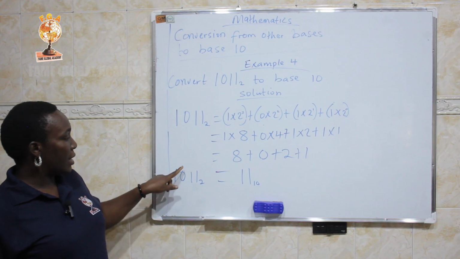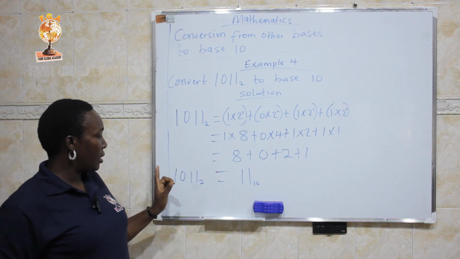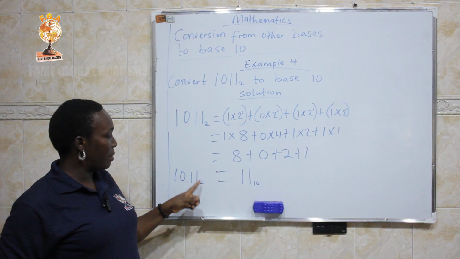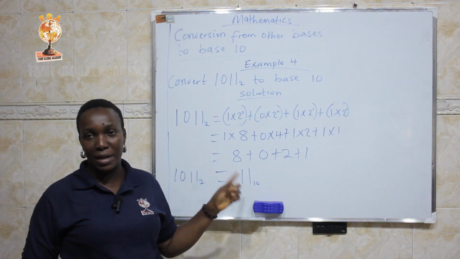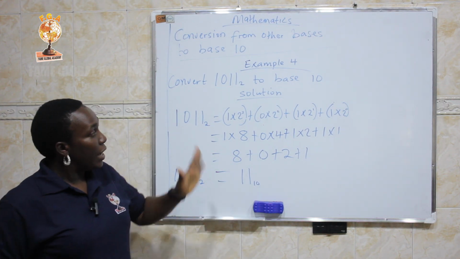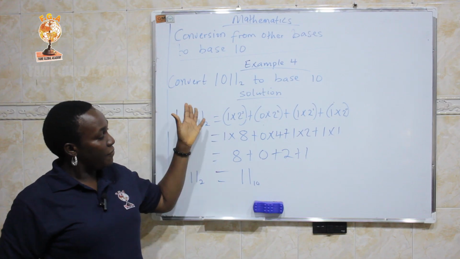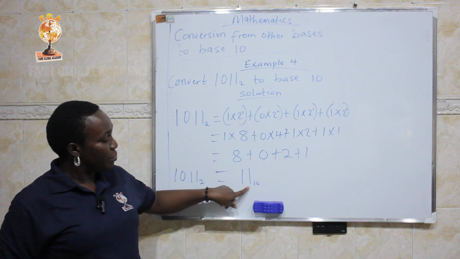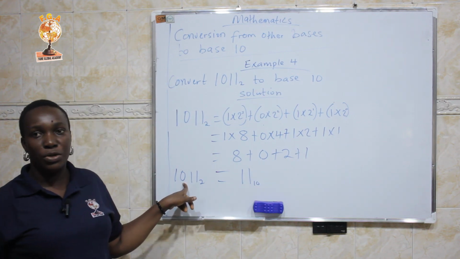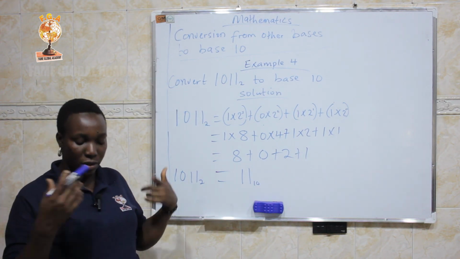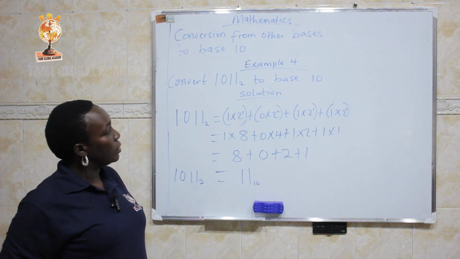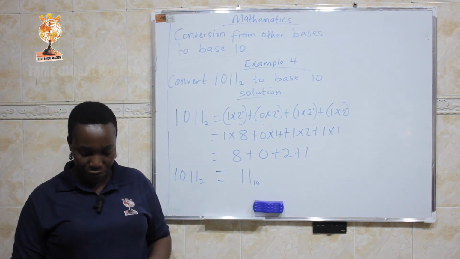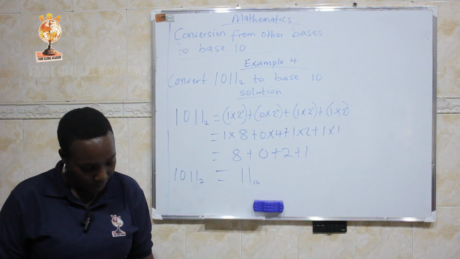So our answer is 11 base 10. Converting 1011 base 2 will give us 11 base 10. So in the other class, in our first class, when we converted, if you convert something like this back to base 2, this is also what you're going to get, just like opposites of each other. Okay, so that's all for example 4. Let's take example 5.